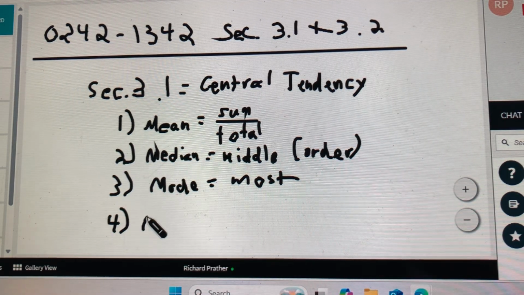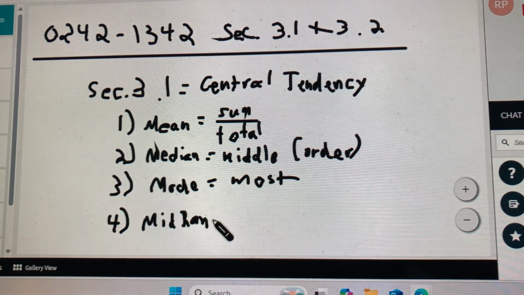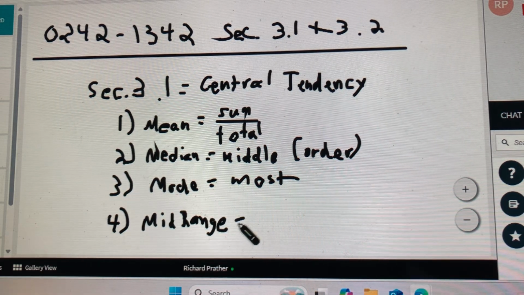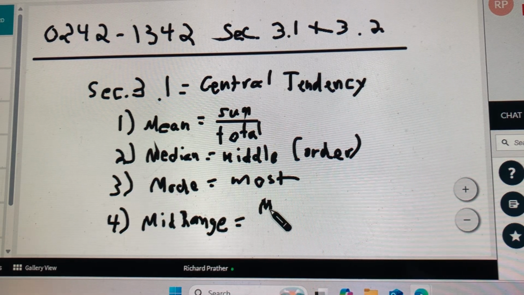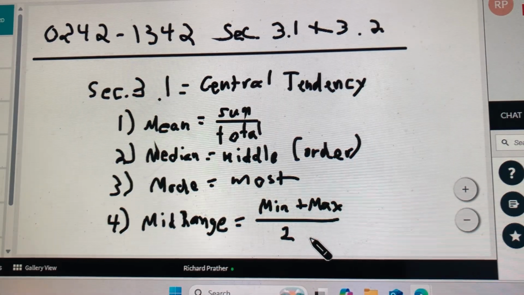Another one they use in statistics you may not have heard of back in junior high is called mid-range. Mid-range is an average of the lowest and highest. So take the lowest number, called the minimum, plus the maximum. Lowest plus highest, or highest plus lowest, order doesn't matter when you're adding, and divide by 2. So it's kind of a rough average of the center.